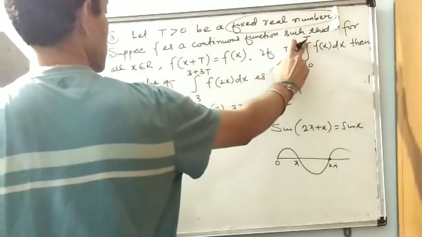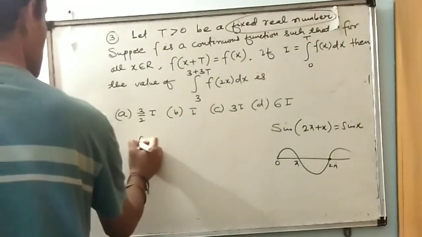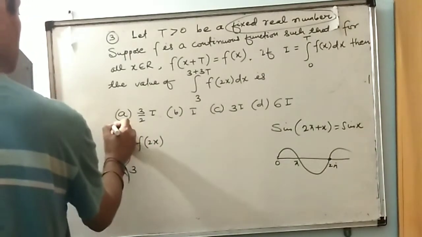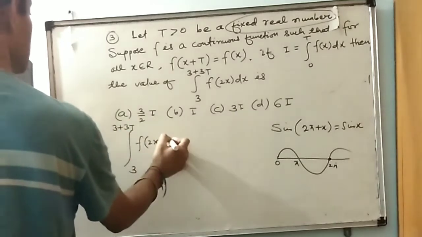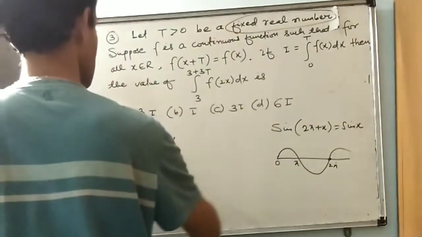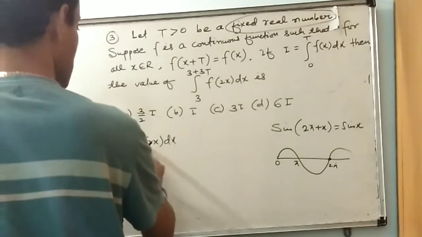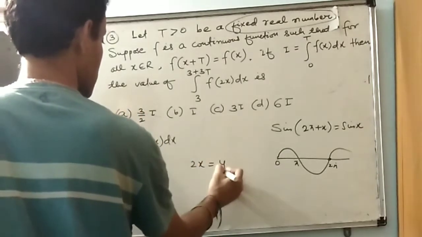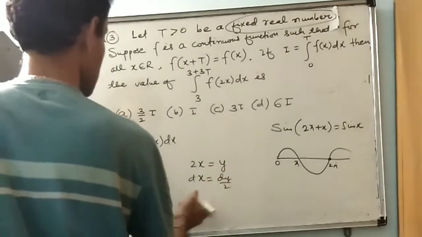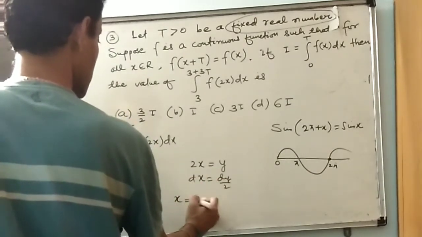T, as told, is a fixed positive real number, and we have been asked to find this one. So start with the integral of f(2x), limits 3 to 3 plus 3T. We need to express it in terms of, it has to be independent of this constant. For that we will take 2x equal to y, that will make dx equal to dy upon 2. That's fine. Now we want to change the limit when x is equal to 3.